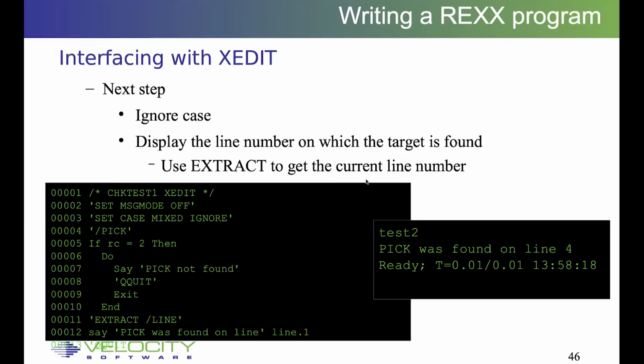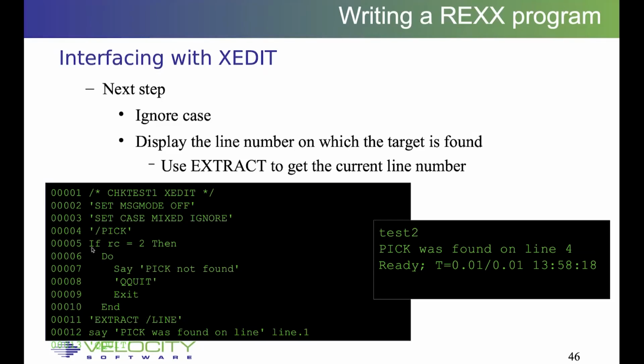The next example expands the code quite a bit. We're going to ignore the case, display the line number on which the target is found, and that's where we use the extract xedit command to get the current line number. So here on line 3, we're going to set the case correctly and do our locate. If the return code is 2, we're going to display pick not found and then exit the program, because we don't want to try to extract the line if pick is not found, because we really don't care, frankly.